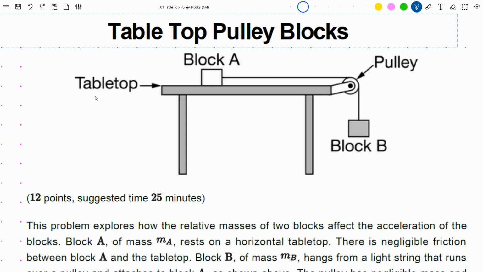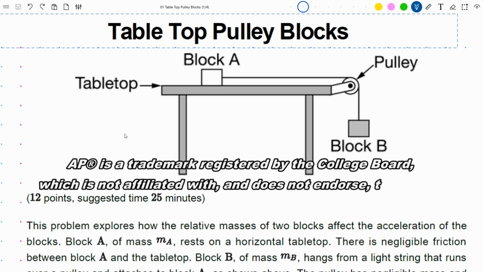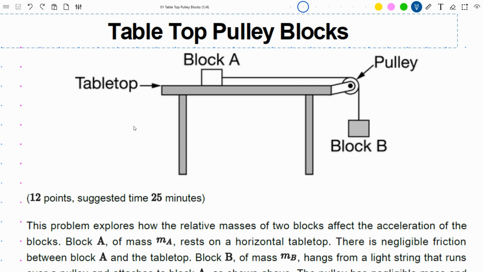Hey everybody, what I'm going to do for you here is go through a complete AP Physics 1 question. This has been released publicly from the College Board, so it should be okay for me to do this. In addition to just solving the problem, I'm going to try to explain the physics behind it. Try to give a bit of a lesson within this question.